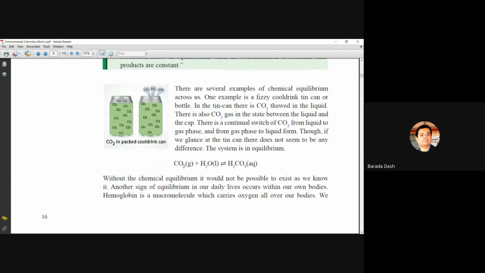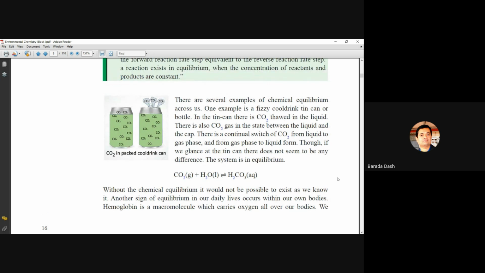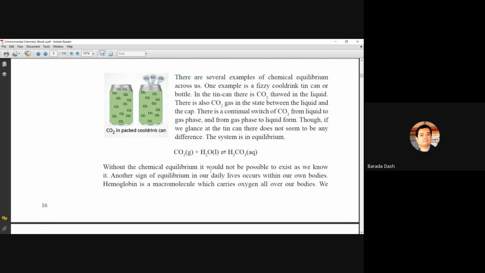If you add carbon dioxide to water, the carbon dioxide will dissolve and you get carbonic acid, H2CO3. See, there are two arrows here, a forward arrow and a back arrow. When carbon dioxide and water are dissolved and carbonic acid is produced, both are in equilibrium with each other. That means whatever occurs in the forward step is balanced by the reverse step. Without chemical equilibrium, it would not be possible for things to exist as we know them.